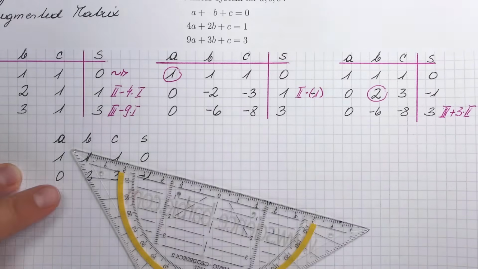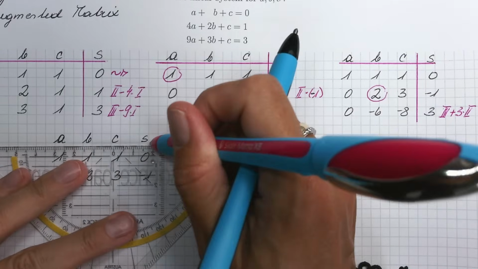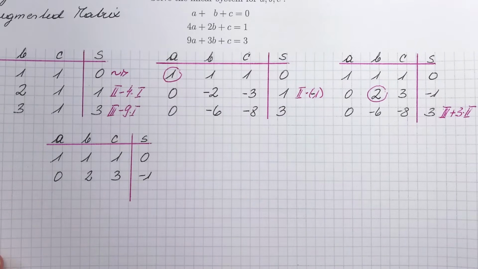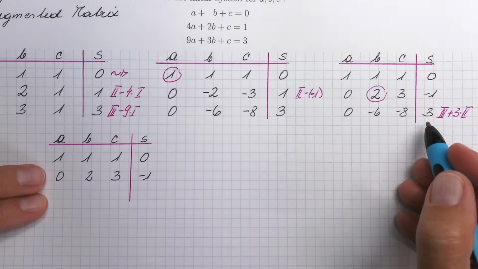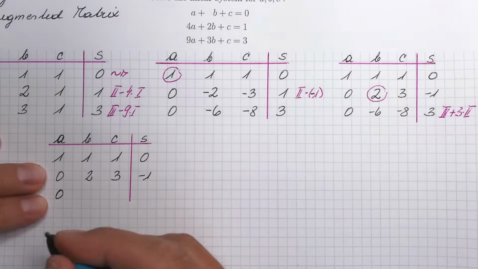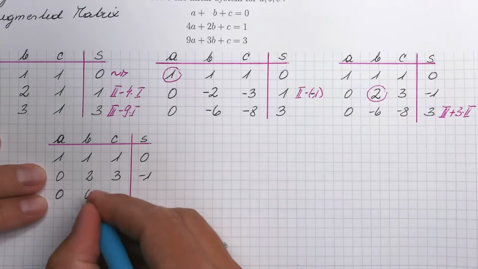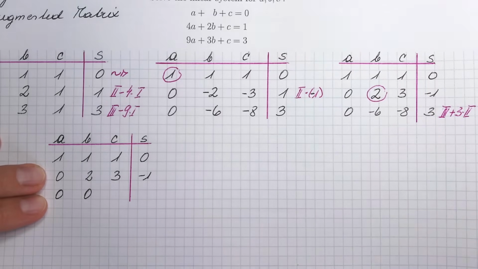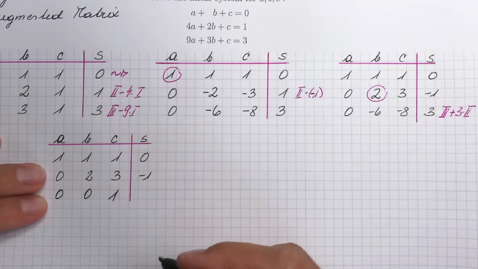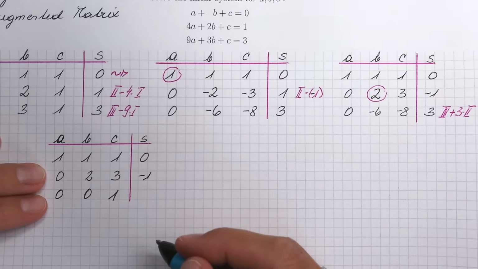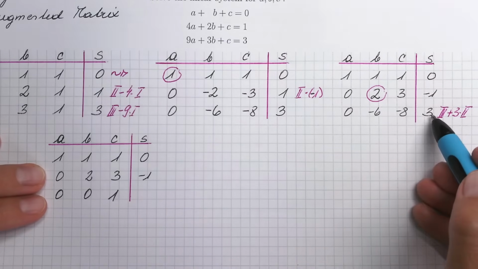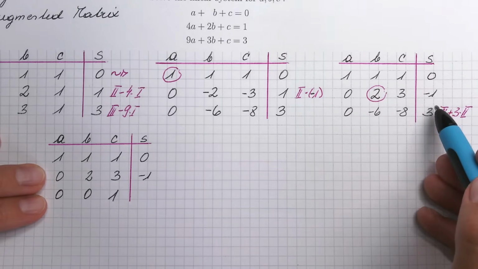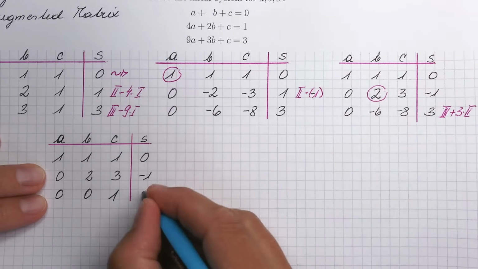Let's make it clear. And now the last one. 0 plus 0 equals 0. Minus 6 plus 6 is 0. Minus 8 plus 9 is 1. And finally, 3 plus 3 times minus 1, which is minus 3. 3 minus 3 is 0.